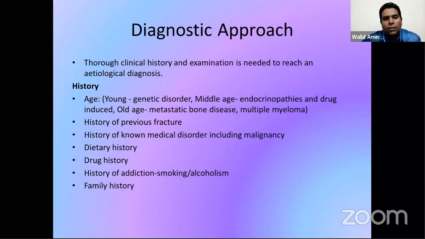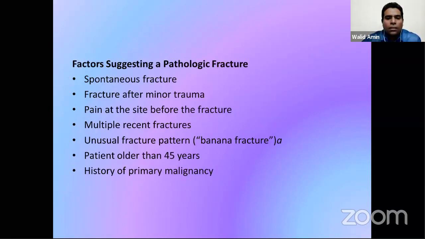When I'm taking the history from the patient, there are some factors that suggest this is a pathological fracture, and I should know these well. These factors are present if there's a spontaneous fracture, or the fracture occurs after a minor trauma, or if there's pain at the site before the fracture, or there are multiple recent fractures, or an unusual fracture pattern like a banana-shaped fracture that is a transverse break in the bone, and also if the patient is older than 45 years, and if there's history of primary malignancy.